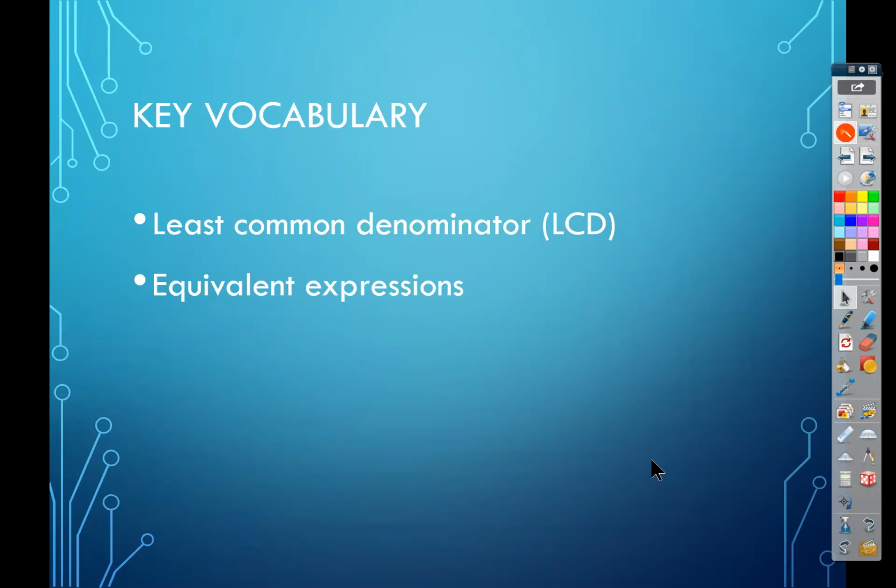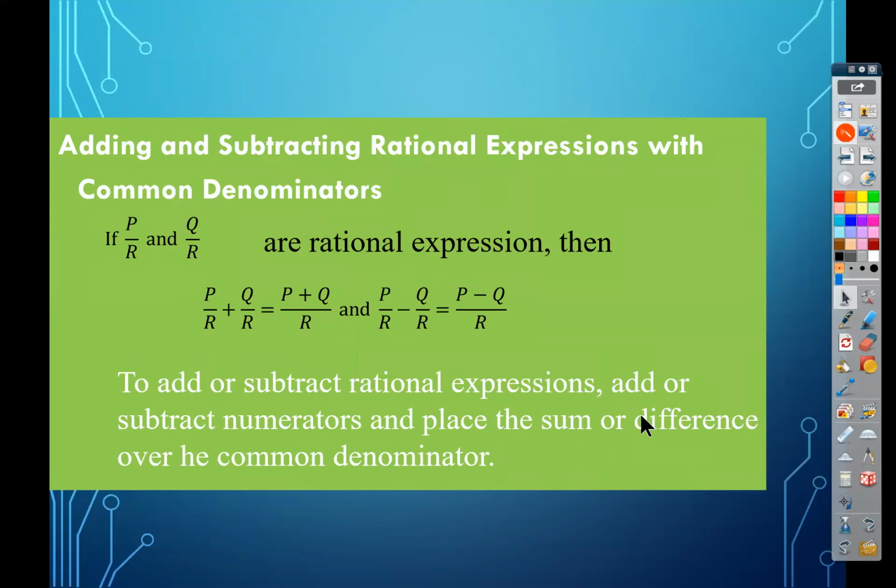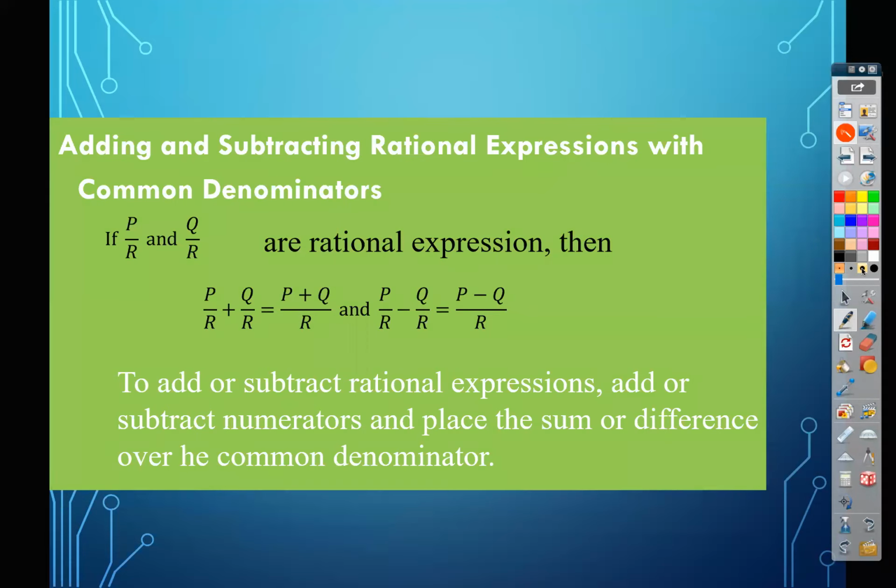So the vocabulary today is least common denominator, or LCD, and equivalent expressions. When you add and subtract rational expressions with common denominators, you only add and subtract the numerators. So you can see, it says to add or subtract rational expressions, add or subtract numerators and place the sum or difference over the common denominator. So you're keeping the denominator the same. You're only adding the numerators or subtracting the numerators.